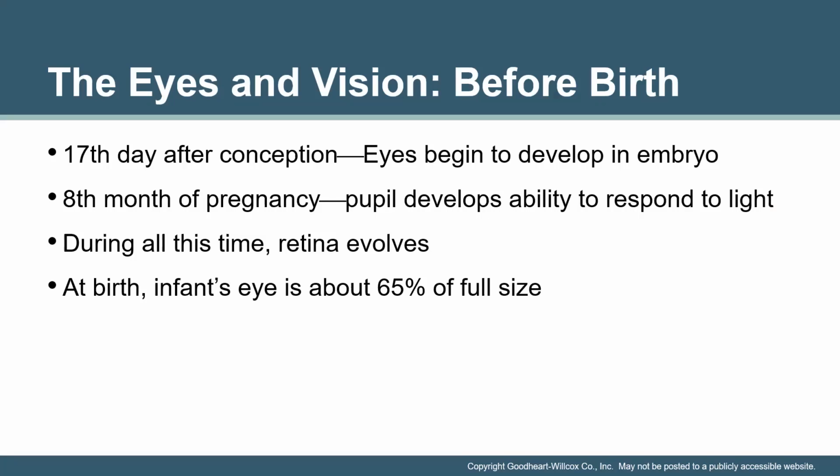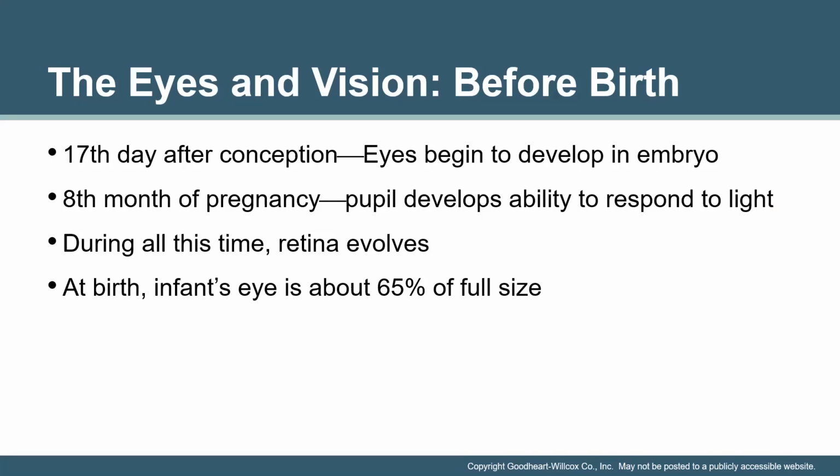The sclera will develop about 7 weeks embryonically, then blood vessels, eyelids. And it's not until the 8th month of pregnancy that the pupil will develop and the ability for it to constrict to light stimulation. So during all of this time, the retina will still be forming and evolving. Therefore, the development of the rods and cones will come.